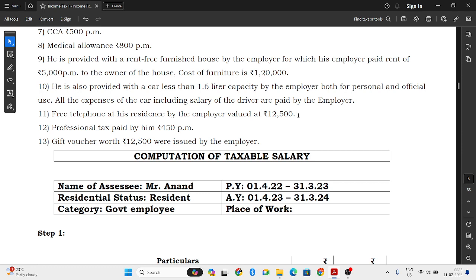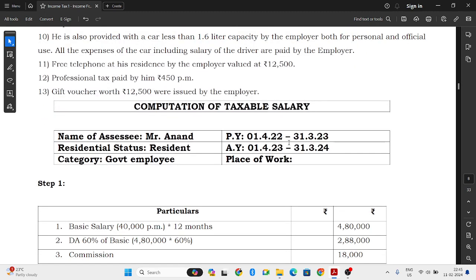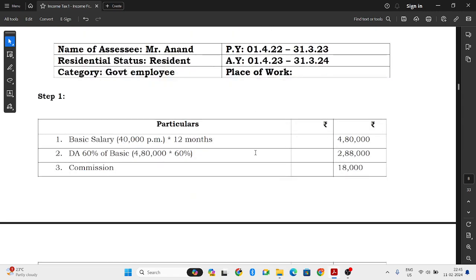Next, free telephone at his residence by the employer, valued at 12,500. If a telephone instrument, a device, is given, then it is completely tax free. Here he is giving a device, so it is a tax-free allowance. It is not a taxable allowance, so it will be nil. Free telephone at his residence is nil.